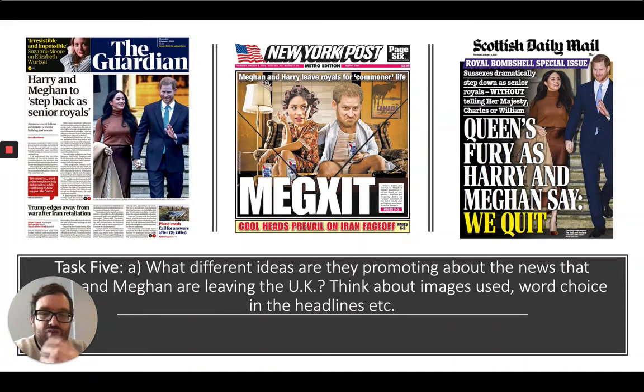And finally, the Daily Mail, same picture to the Guardian, but the headline reveals a much more sort of outraged idea. So fury, the Queen's fury. Think about the word choice there. Harry and Meghan, we quit. And then in the subheading at the top, it says, dramatically step down without, in capital letters, telling Her Majesty. So a very different point of view there. A much more kind of horrified point of view.